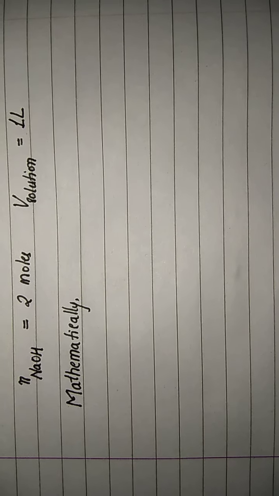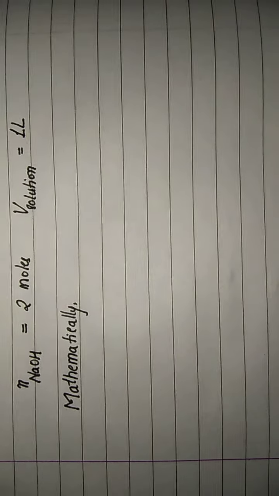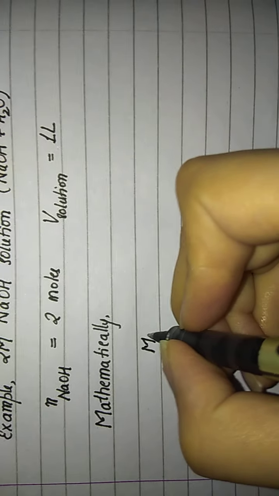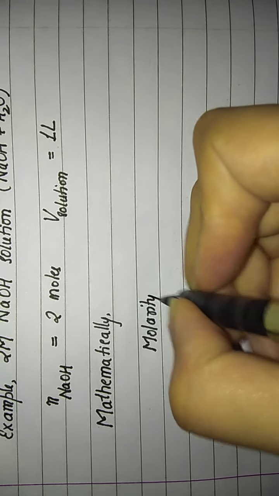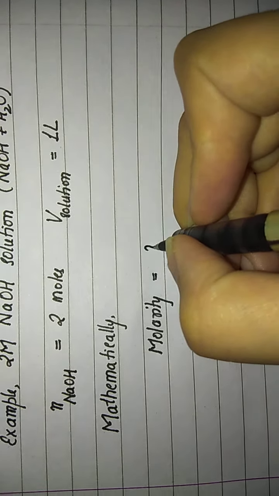Okay, now as the definition says, molarity is defined as the number of moles of solute, which I am denoting by small n, per liter of solution. So in the denominator I have the volume. This is the mathematical expression for molarity. Now what you have to remember here is that your volume has to be in liters.